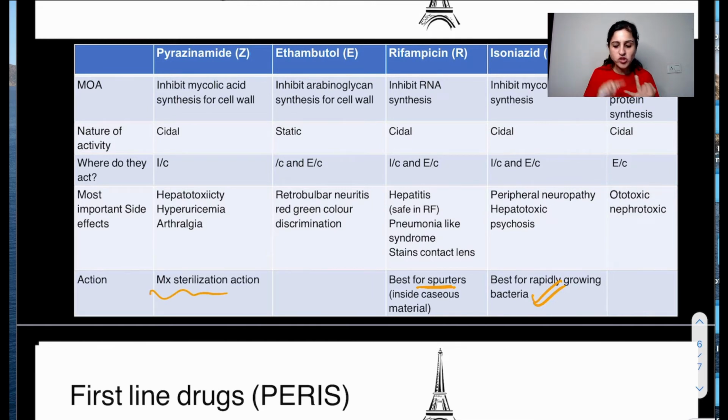Because question आता है, which of the drugs has the maximum sterilization activity? That is your pyrazinamide. Which of the drugs is best for spurters? That is rifampicin. Which of the drugs is best for rapidly growing bacteria? That is your isoniazid. So please remember these three important points.